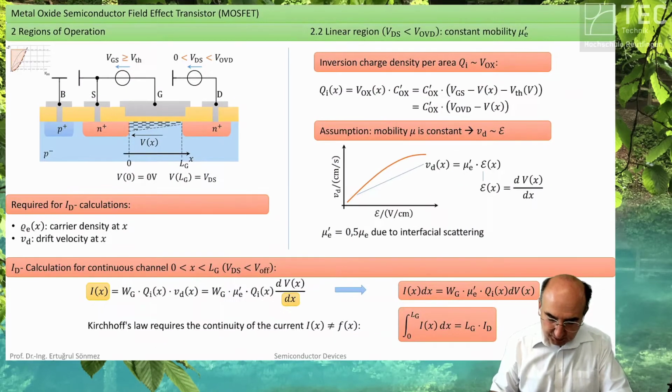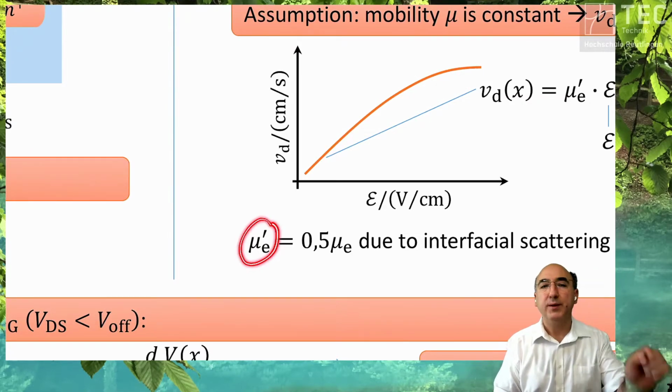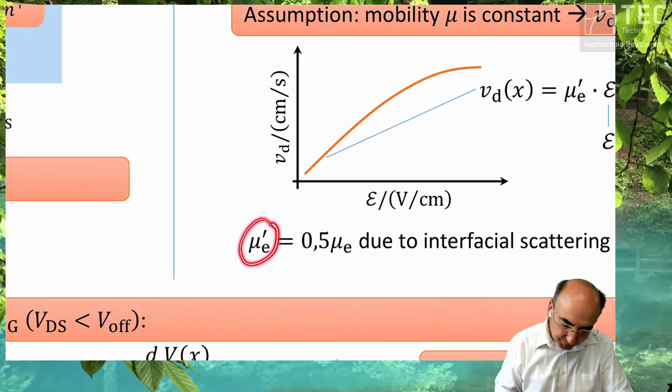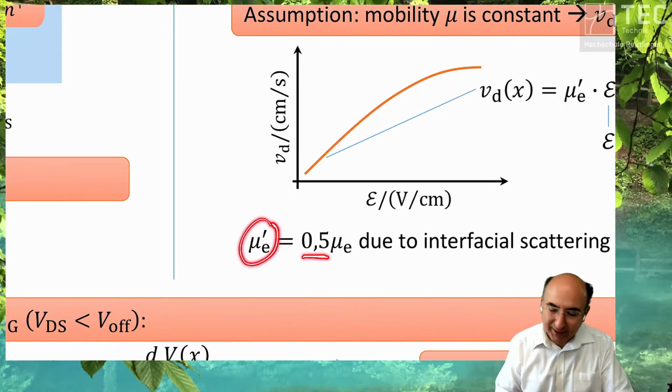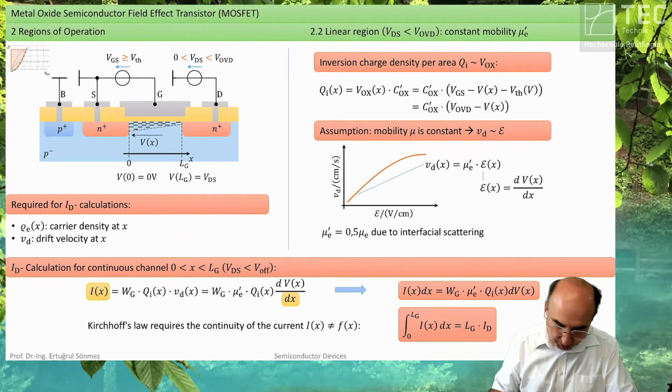And for the sake of simplicity, you say that your mobility in the MOSFET, in the channel, is just half the mobility in the bulk. Okay, now we have that part. Let's continue.